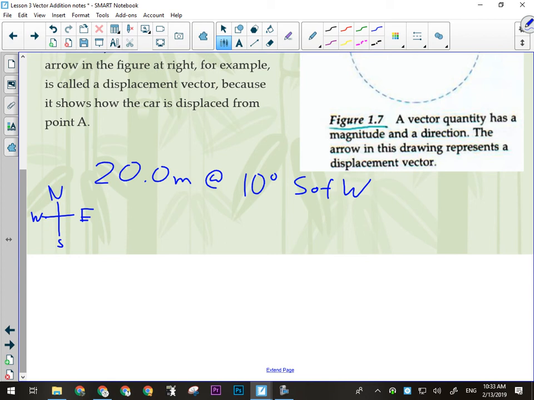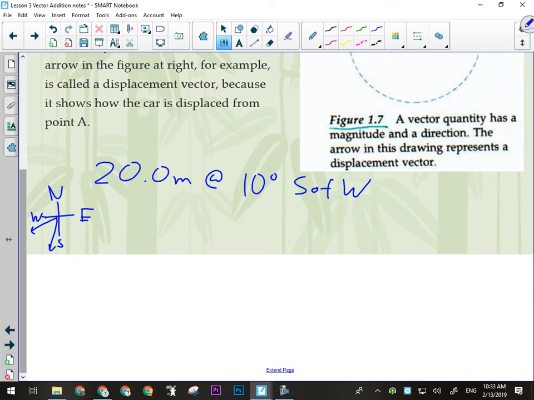10 degrees south of west is not the same as 10 degrees southwest. 10 degrees southwest is not a good way to write something because that's two different directions. That could be this way, which would be 10 degrees south of west, or it could be this way, which would be 10 degrees west of south. They don't point the same way. They're in the same sector, the southwest sector, but they're not the same direction. So we always write a vector as south of west or west of north or whatever. It's going to be one direction measured from the other.